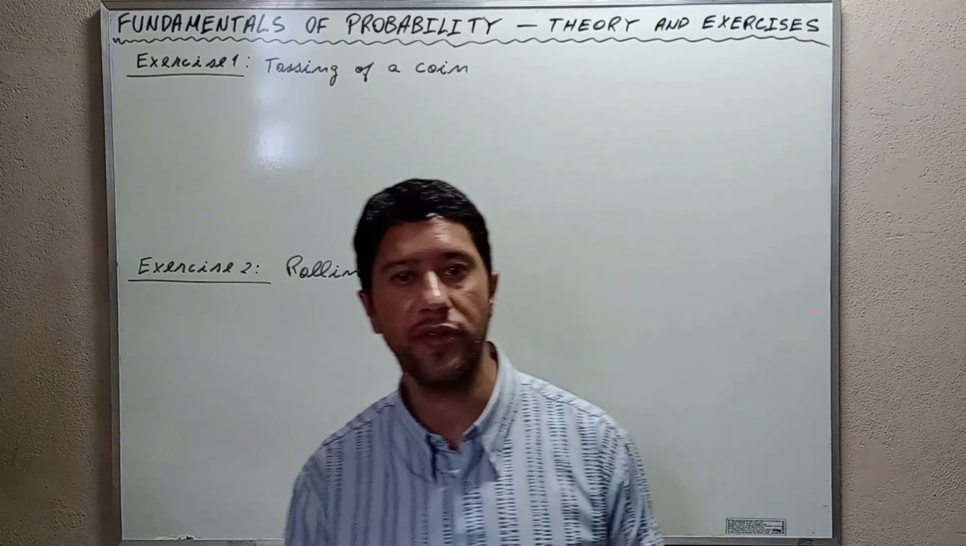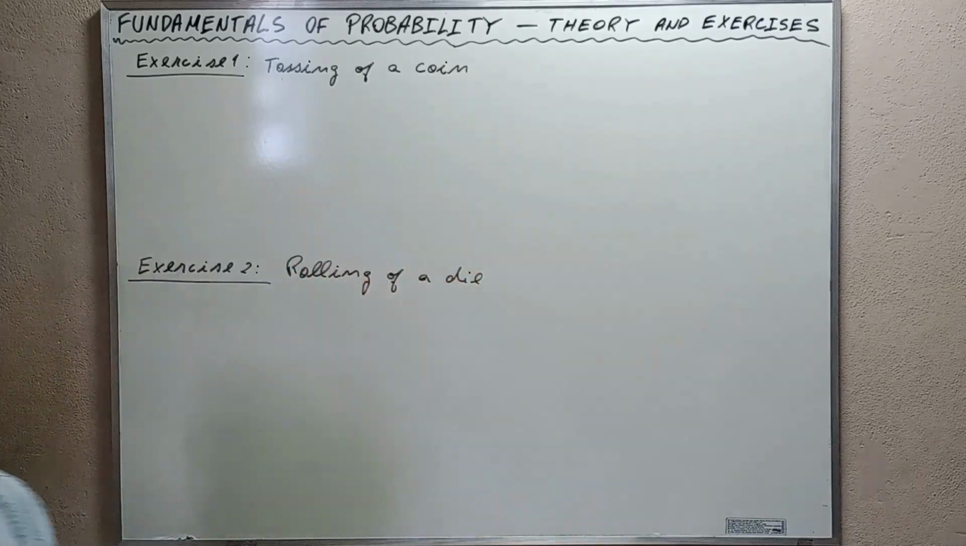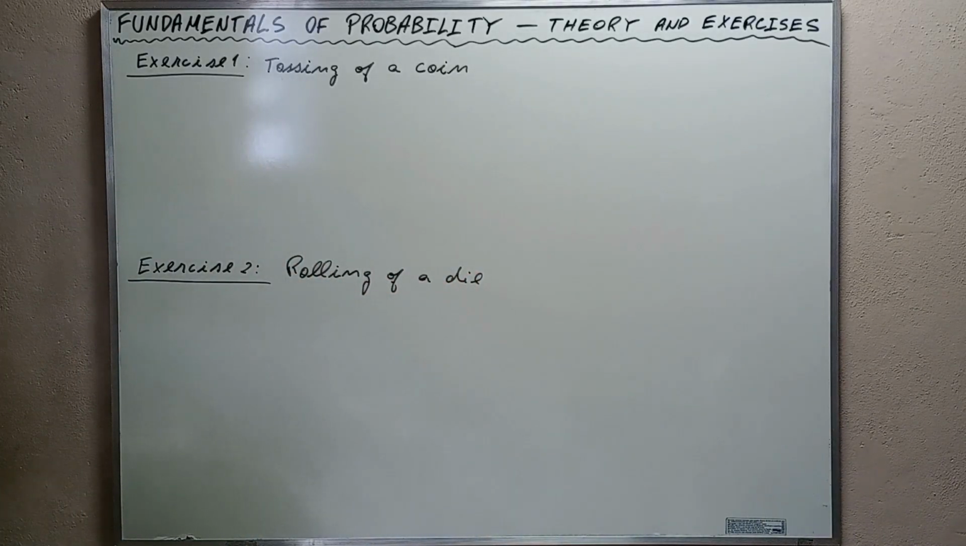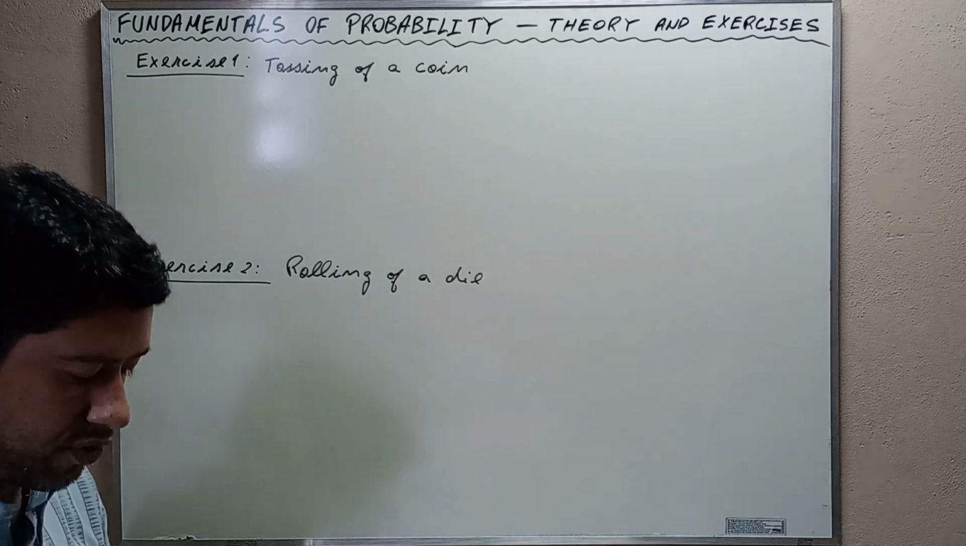Now let's begin with the exercises. Exercise number 1. In an experiment of tossing a coin, in which we assume that a head is as likely to appear as a tail, what is the probability of a head appearing? Let's go to the solution, my friends.